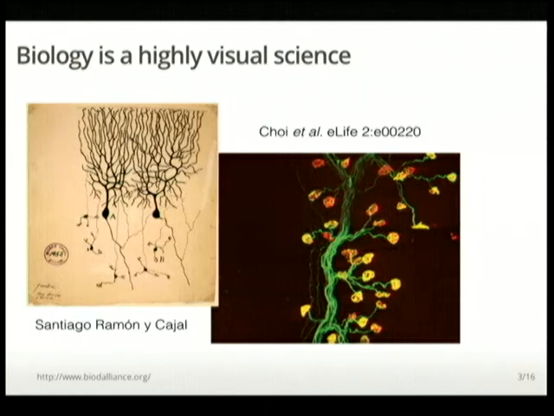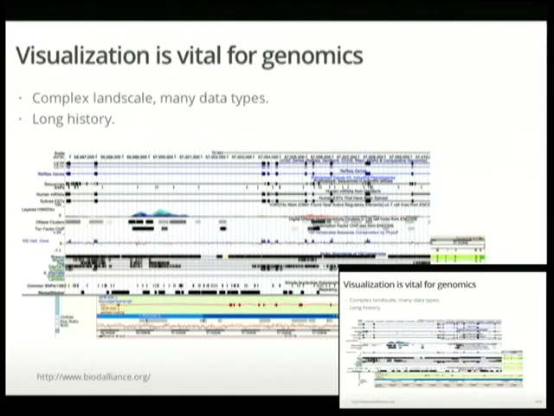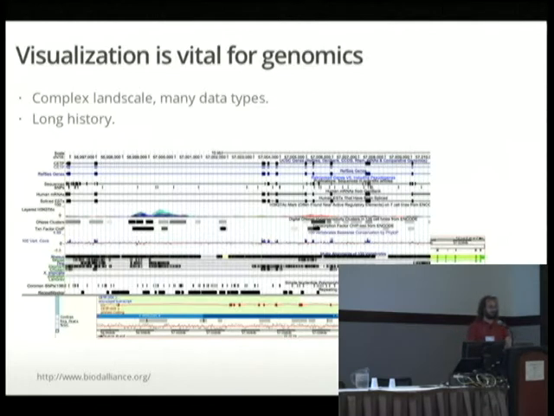So 2 different views of the nervous system from rather different eras. And genomics is a much newer subdiscipline, but again, right from the very first days of it, visualization has been vital. We're dealing with a complex landscape in which we can see many different data types, and there are a couple of technologies that both showed up around the time the initial human genome draft was published, and are both pretty ubiquitous.